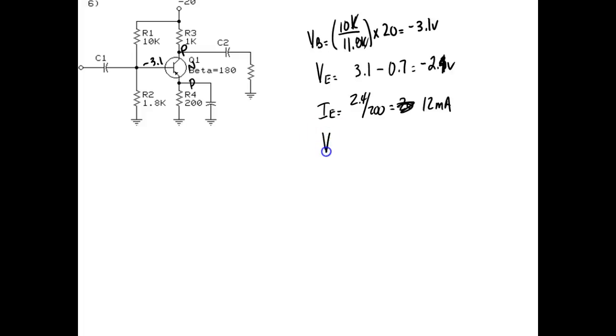Okay, now I can calculate VR3. Now, voltage drops have no sign either, right? You understand? So VR3 would be equal to 12 milli times 1K, so it's going to drop 12 volts. And then VC is going to be equal to 20 minus 12. What's that going to be? Yeah, but it's going to be minus 8.